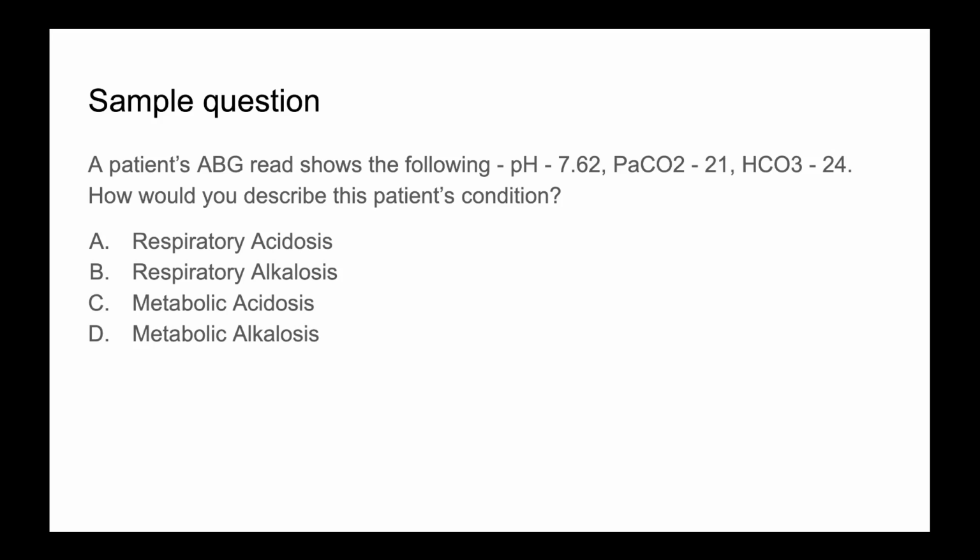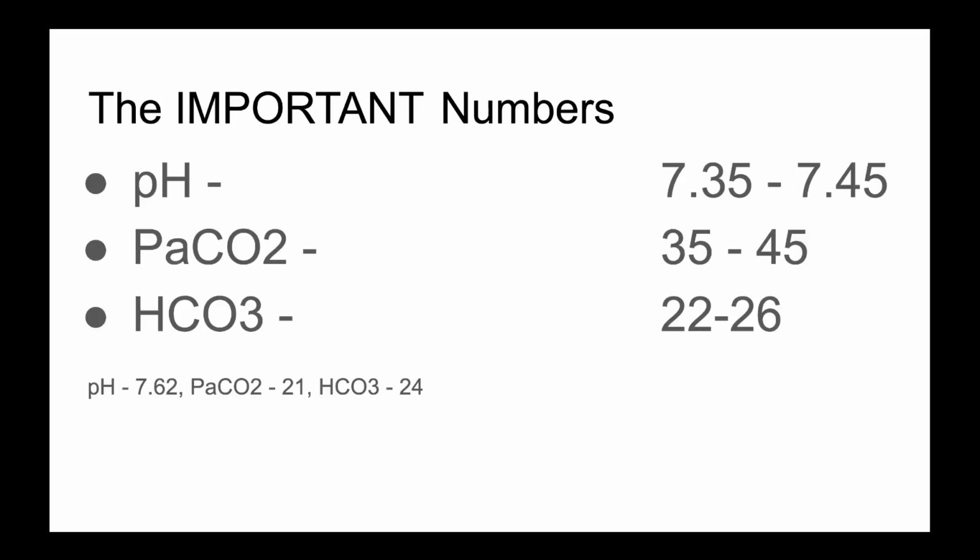So here's a second question. A patient's ABG read shows the following: pH 7.62, CO2 of 21, and bicarb of 24, and then the rest of the question is the same. We're going to go back to my favorite chart. So what is the pH? The pH is 7.62, so is that acidotic or alkalotic? And this patient is alkaline, right, because it's above 7.45.